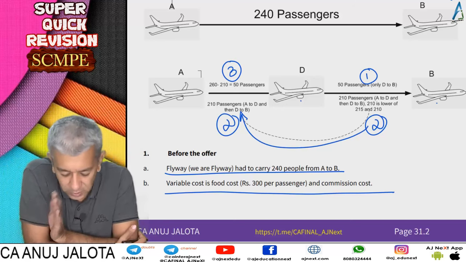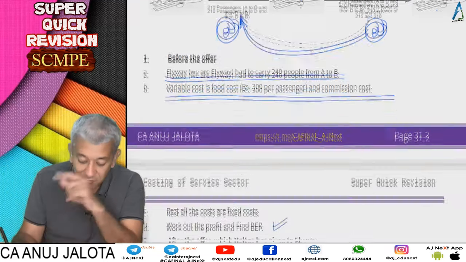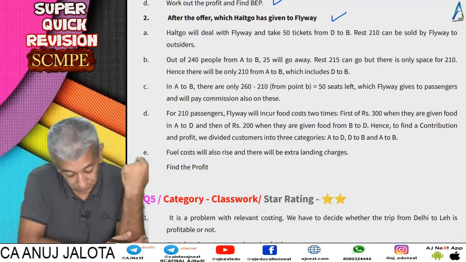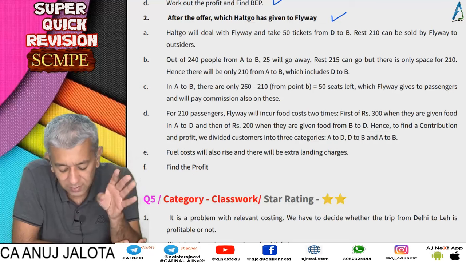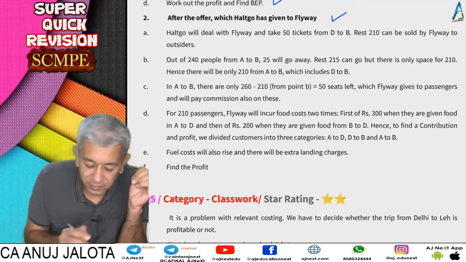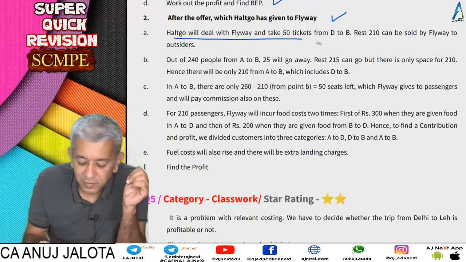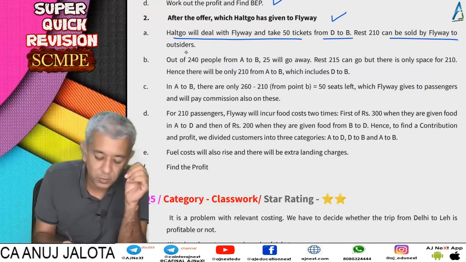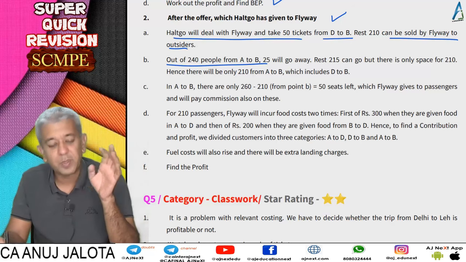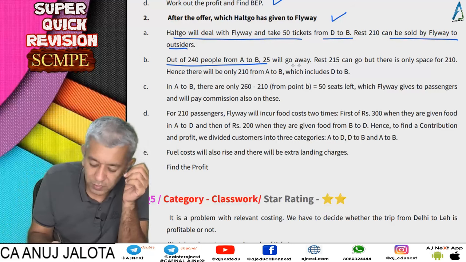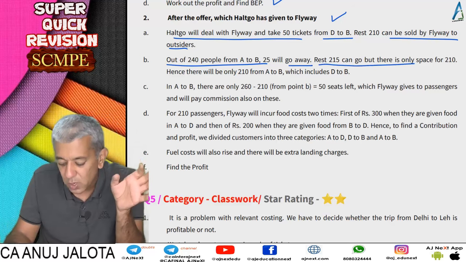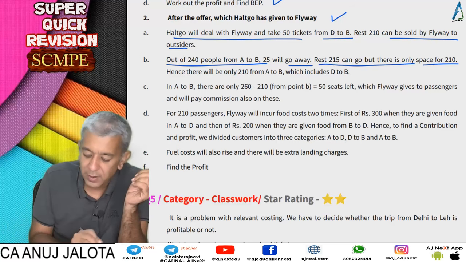Okay. Now, this is whatever will be happening after the offer, and that is what I have tried to write down over here. After the offer which Halt Go has given to Flyway, Halt Go will deal with Flyway and take 50 tickets from D to B. The remaining 210 can be sold by Flyway to outsiders. Out of 240 people, 25 will go away in any case because it will be taking a longer time. The remaining 215 can go, but there is only space for 210.